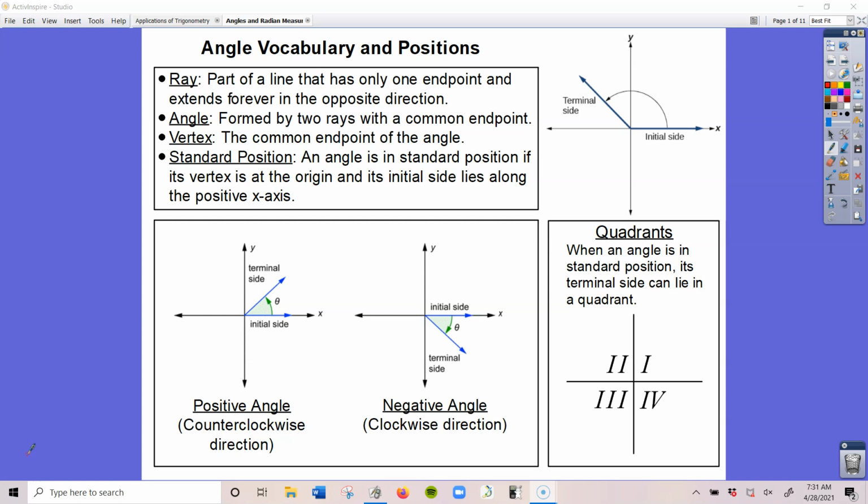Hey guys, today we're going to be learning about angles and radians. So let's start with some vocabulary. First of all, a ray is a part of a line that has only one endpoint and extends forever in the opposite direction. And that's actually what creates angles. Angles are formed by two rays with a common endpoint. And that common endpoint is called the vertex of the angle.